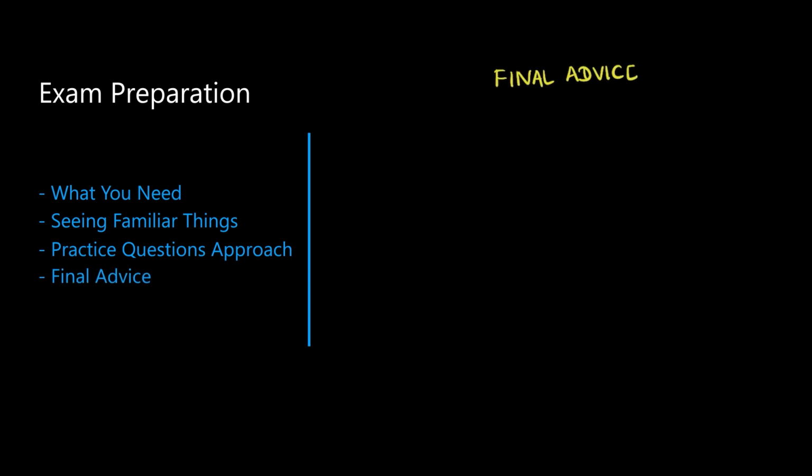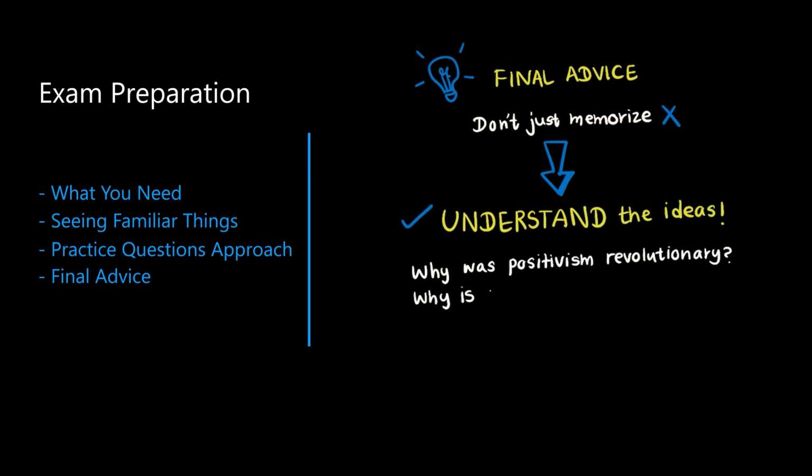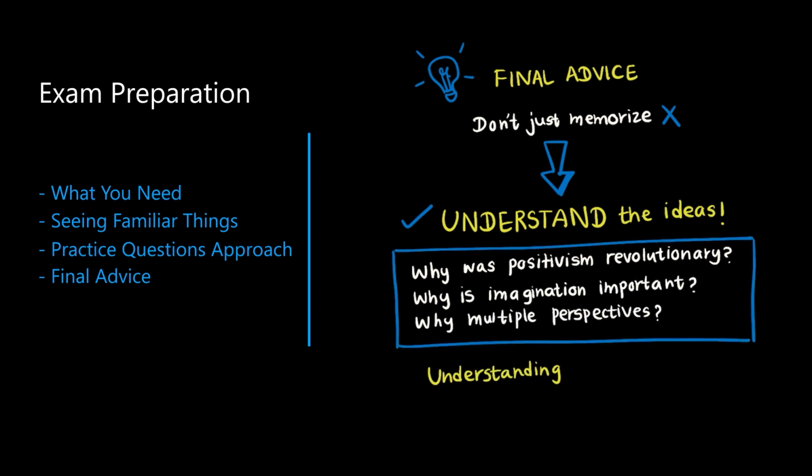One final piece of advice. Don't just memorise names and dates. Understand the ideas. Know why Comte's positivism was revolutionary. Understand why Mills thought the sociological imagination was so important. Grasp why we need multiple theoretical perspectives. When you understand the ideas, you can apply them to situations you haven't seen before, which is exactly what the exam will ask you to do.